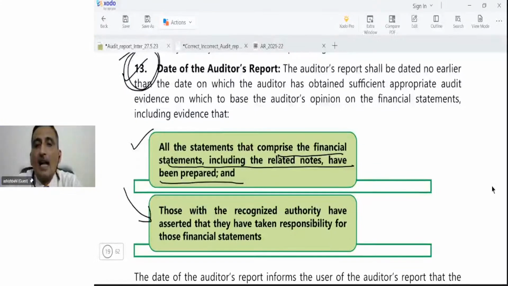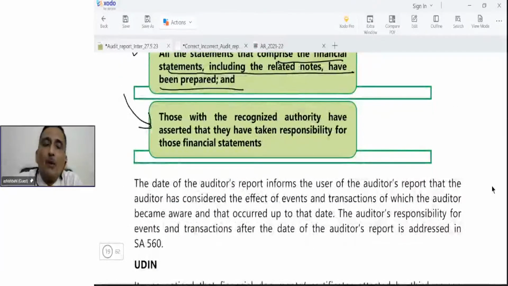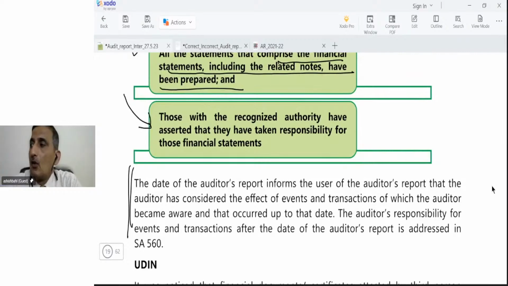And subsequent events, that is already there. This you already know. So what is the SA number of subsequent events, guys? Do you remember? Which standard is it for subsequent events? Go back a little to Chapter 3. Which standard is it? SA 560.